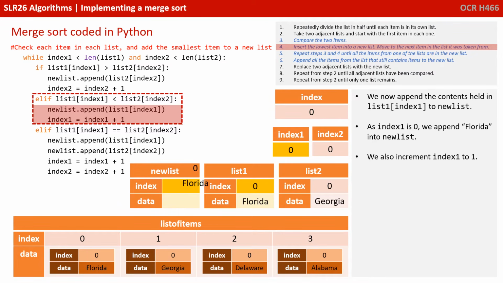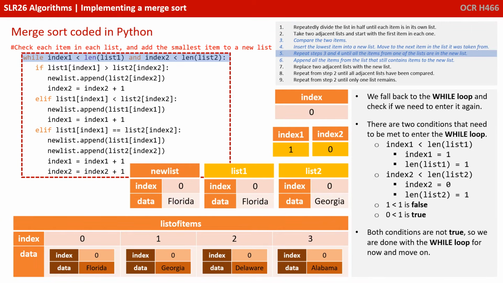We now append the contents held in list 1 index 1 to new list. As index 1 is 0, we append Florida into new list. We also increment index 1 up one value from 0 to 1.